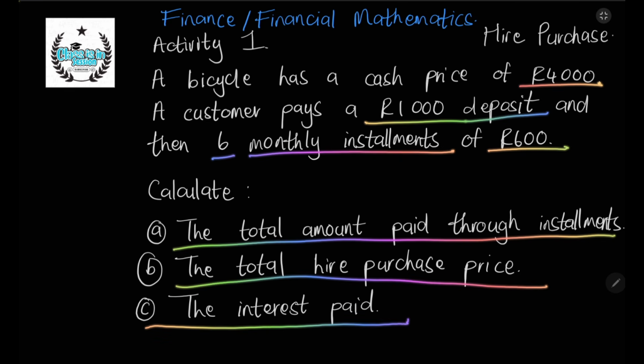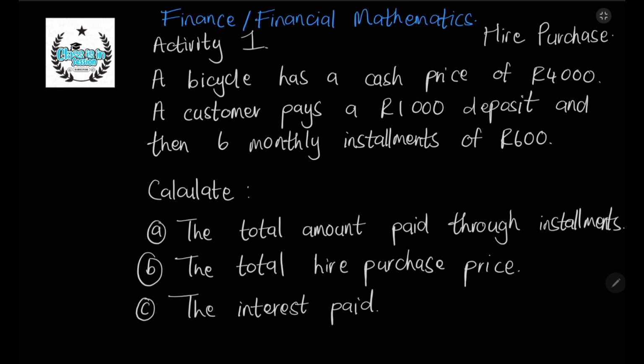Okay, so we can highlight what we've been given. A bicycle has a cash price of 4,000 Rand. A customer pays a 1,000 Rand deposit and then 6 monthly installments of 600 Rand. So you can always highlight the information that you believe you'll use. Firstly, calculate the total amount paid through installments.